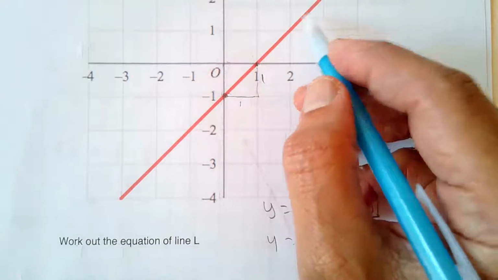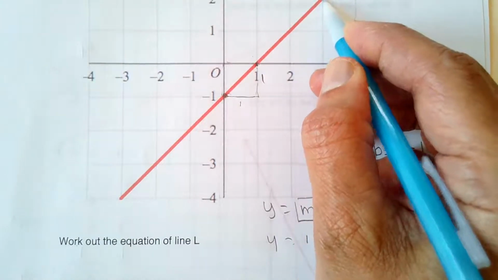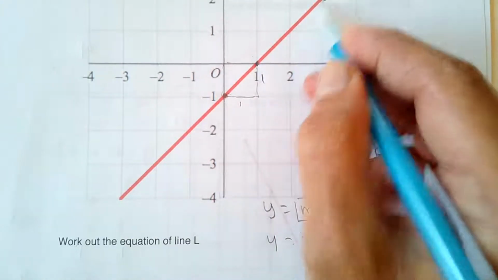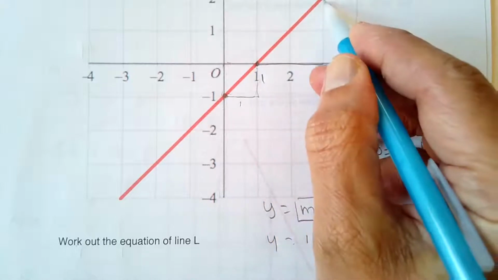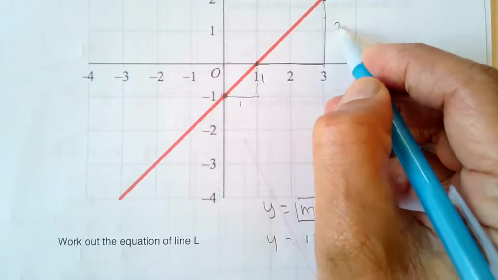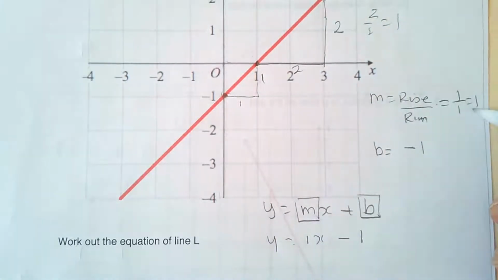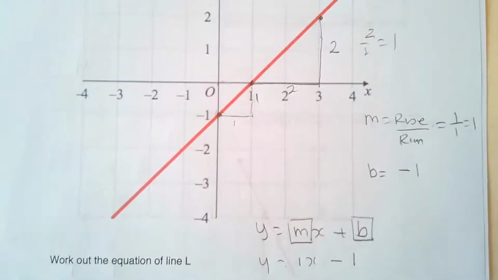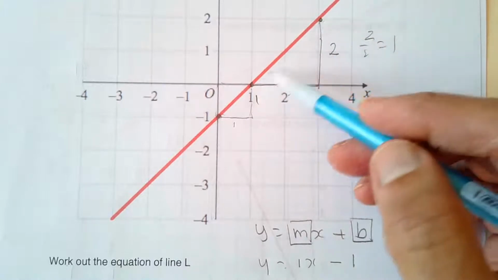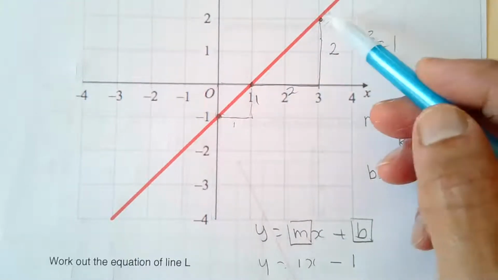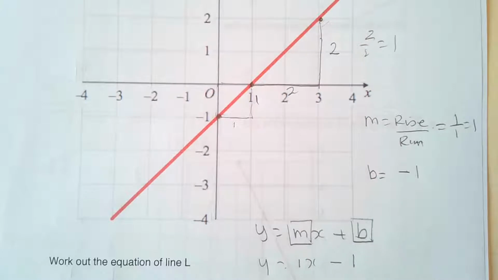You could have selected, let's say, these 2 points here. This is my slope. But here it's 2 over 2. So 2 over 2 is still 1. Same as what you have here. So your slope should be the same regardless of what 2 coordinate points you select as your reference points.